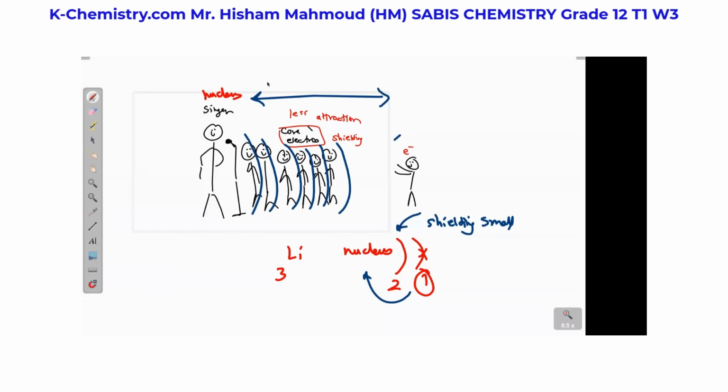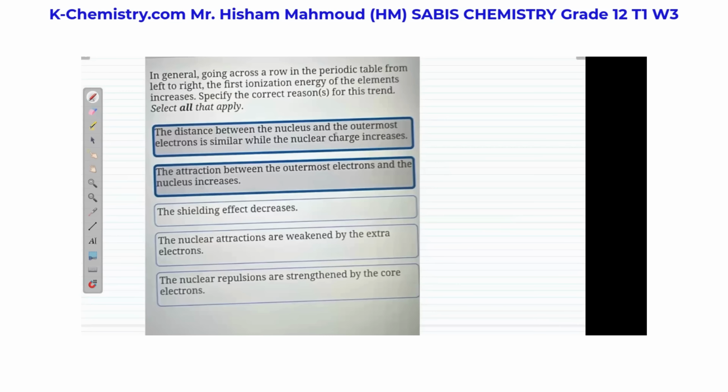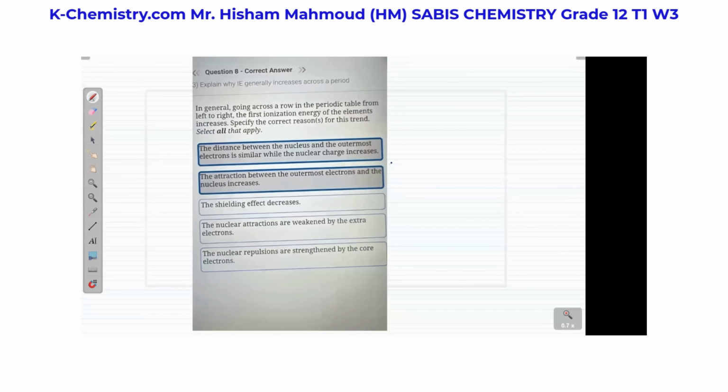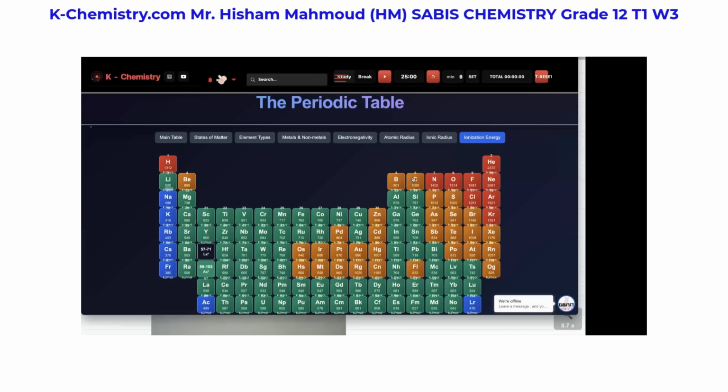The next question is question number 8. Why does the ionization energy increase across the period? Across the period, the case is different. There is no shielding difference. So if I asked you to compare carbon and nitrogen, there is no difference in shielding. How come there is no difference?